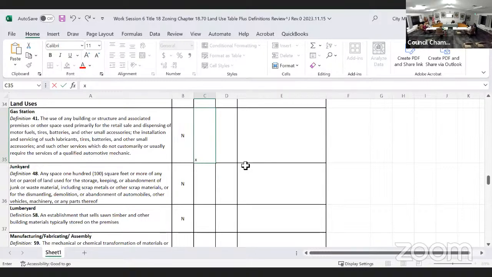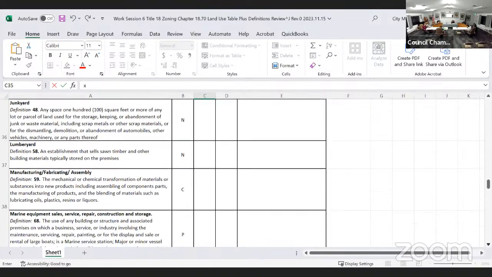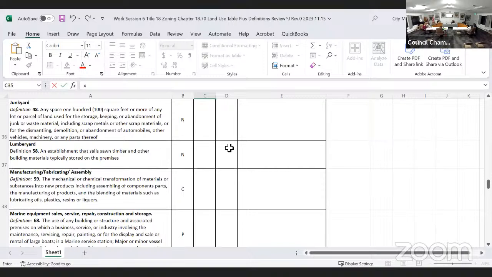Okay, so we're going with, it's fine the way it is. If there's anything else. Any differing opinions? Okay, and moving on, junkyard: any space 100 square feet or more of any lot or parcel of land used for storage, keeping, or abandonment of junk or waste material, including scrap metals or other scrap material, or for the dismantling, demolition, or abandonment of automobiles, other vehicles, machinery, or any parts thereof, not permitted in commercial business district. Let me go back.